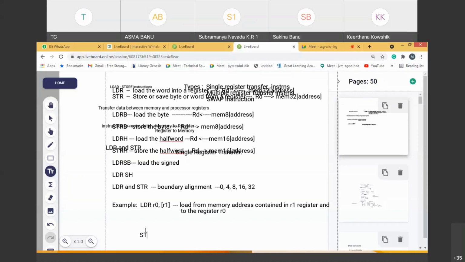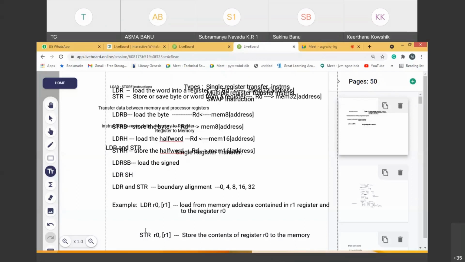That is the meaning. Similarly, if I write it in reverse, R0 comma R1, just a reverse way of thinking. What should I write it as? Store the contents of register R0 to the memory location.